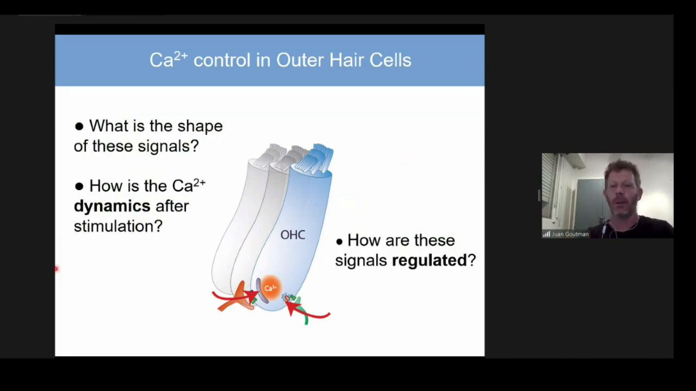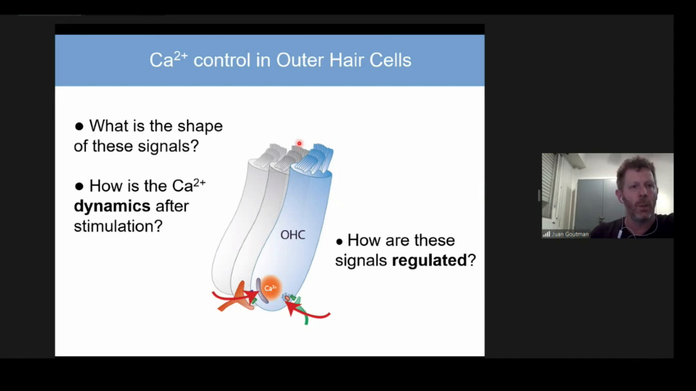As I said, we found that the calcium effect of these synapses was sort of neglected, and we wanted to study and answer some of the questions that I'm including here in the slide. What's the shape of these signals? What's the dynamic when stimulated in different forms? And how are these signals actually measured?